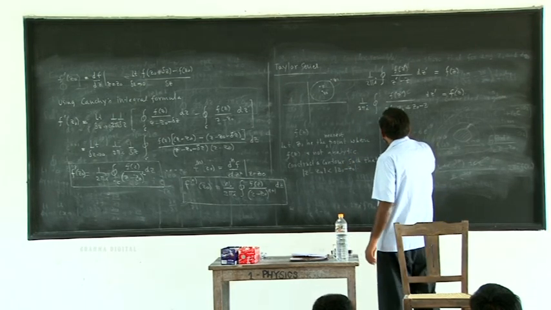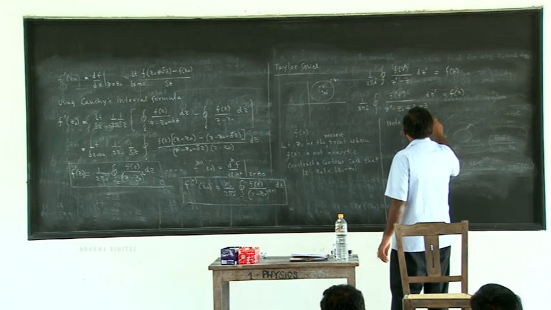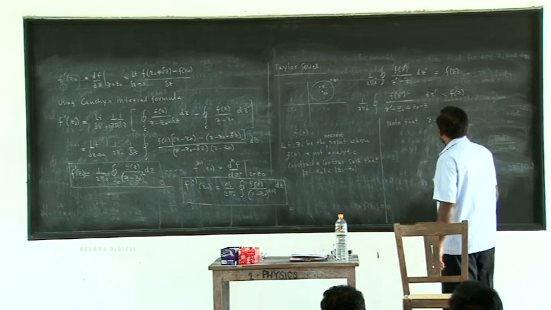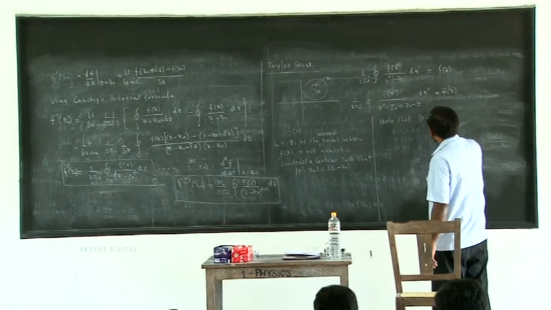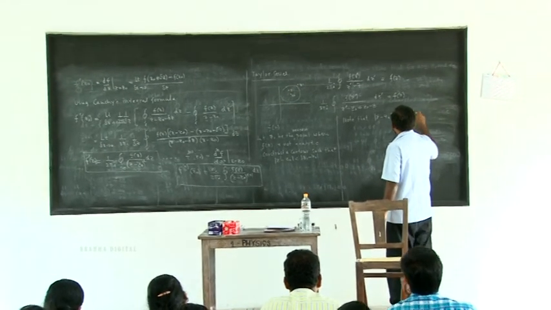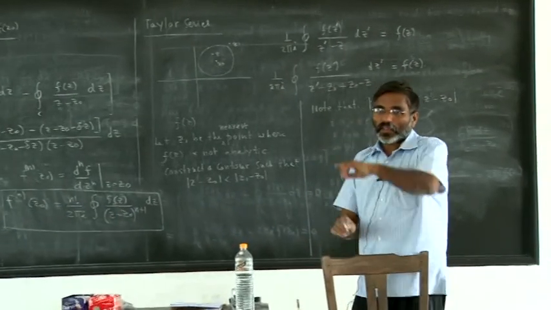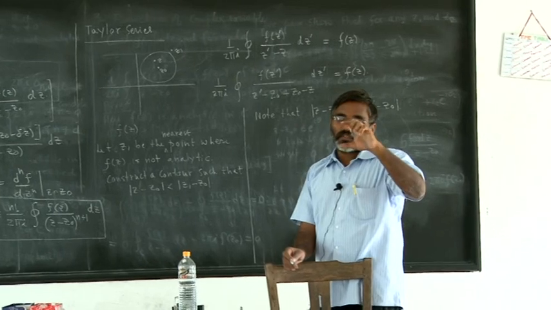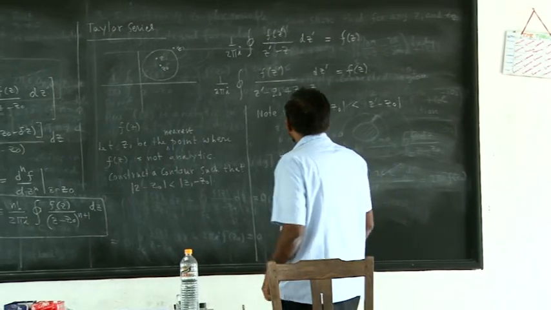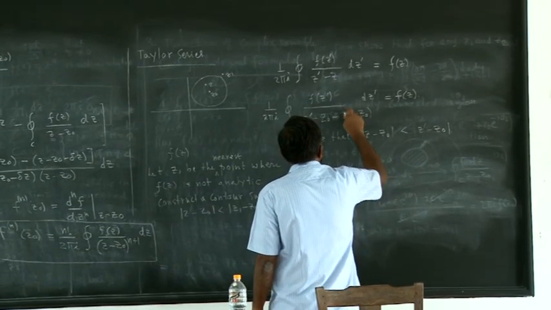So note here that the modulus of z minus z naught is less than the modulus of z prime minus z naught. z prime is on the contour, z is in the interior, so the distance between z and z naught is smaller than the distance between z prime and z naught.